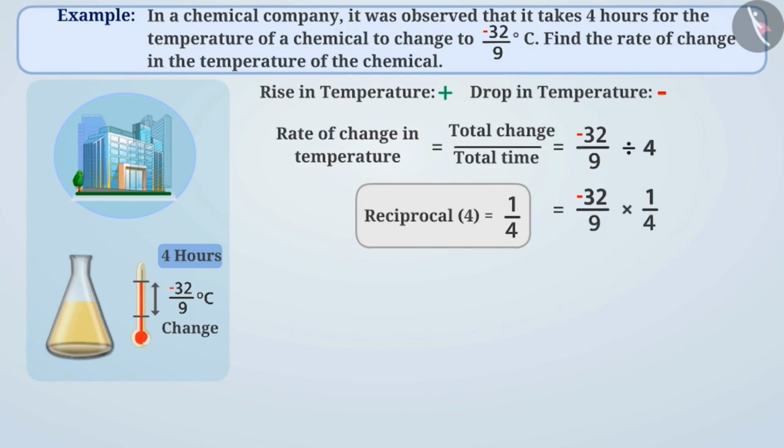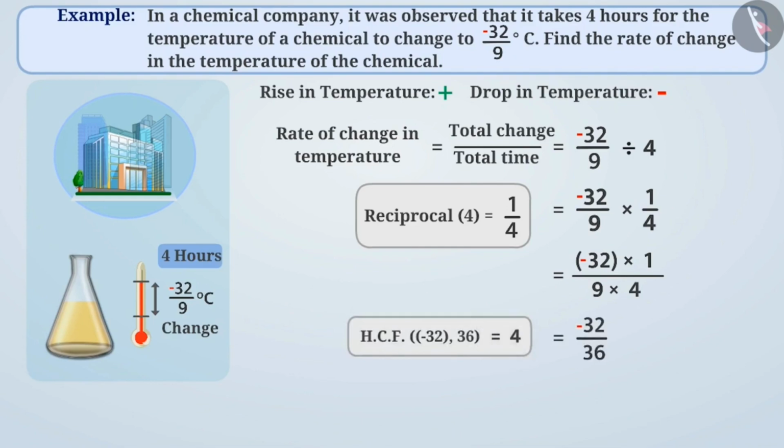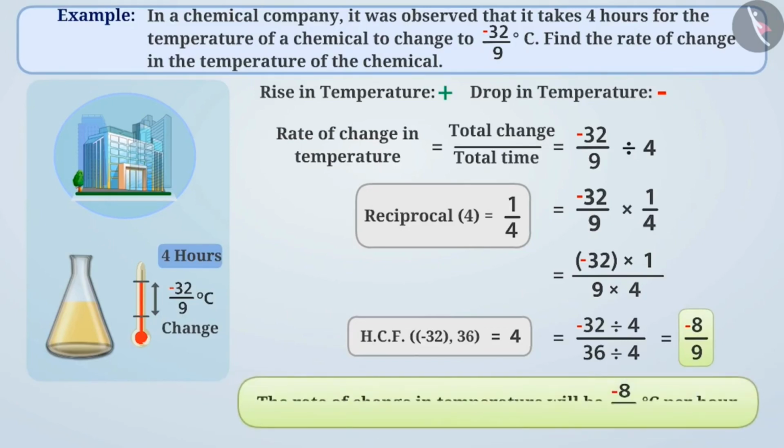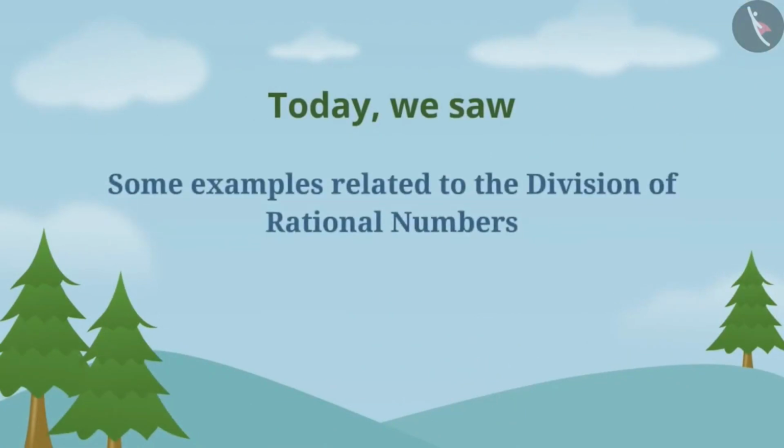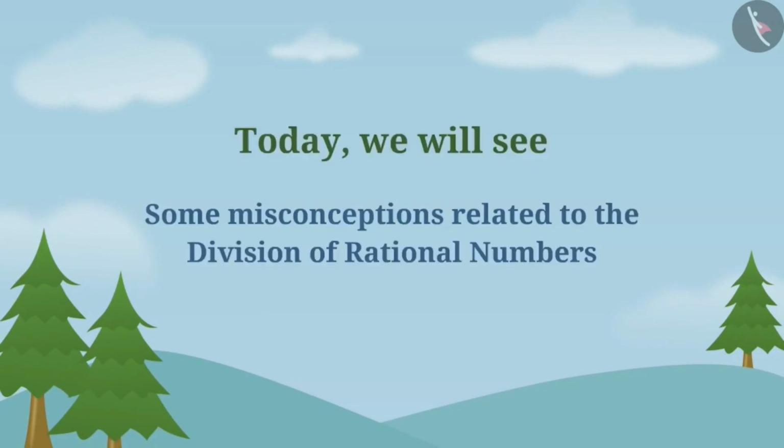To find the result of the multiplication, we multiply the numerators to get minus 32 and then multiply the denominators to get 36. Thus, the result will be minus 32 by 36. Here, the HCF of the numerator and the denominator is 4, so we will divide both the numerator and denominator by 4. This will allow us to express the result as minus 8 by 9 in standard form. So, we can say that the rate of temperature change in the chemical will be minus 8 by 9 degrees centigrade per hour. So today we saw some examples related to the division of rational numbers. In the next video, we will see some rational numbers.